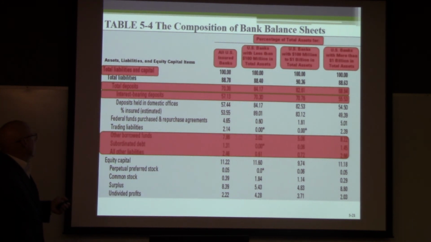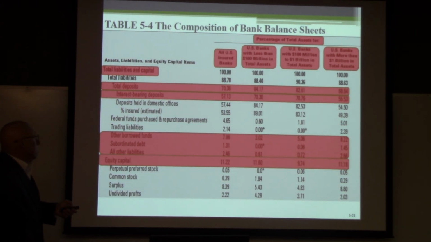Okay? And so here's how they fund. Other borrowed funds, subordinated debt. So this is where the large banks come into play, much more so than the smaller banks. And you can see Fed funds, again, it's the larger banks. You can see that total equity capital is right around 11%. The mid-sized banks, at least at this point in time, had a smaller amount invested in equity capital.